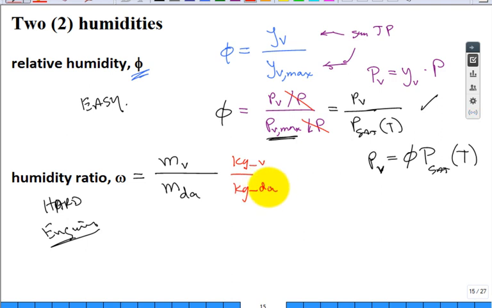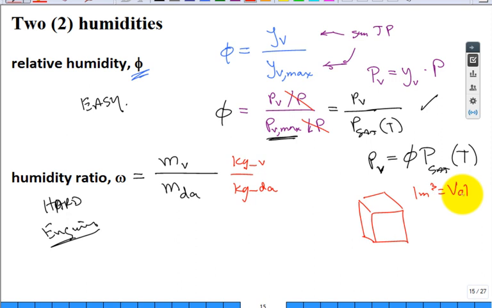Because I know it's dimensionless, but it's kilograms of what? Vapor per kilogram of what? Dry air. Now, if I have a mixture here, let's think about 1 cubic meter volume. I can find out how many kilograms of water vapor are in that 1 cubic meter of space. True? I could then find out how many kilograms of dry air are in that 1 cubic meter of space. I take the ratio, that's my humidity ratio, omega.